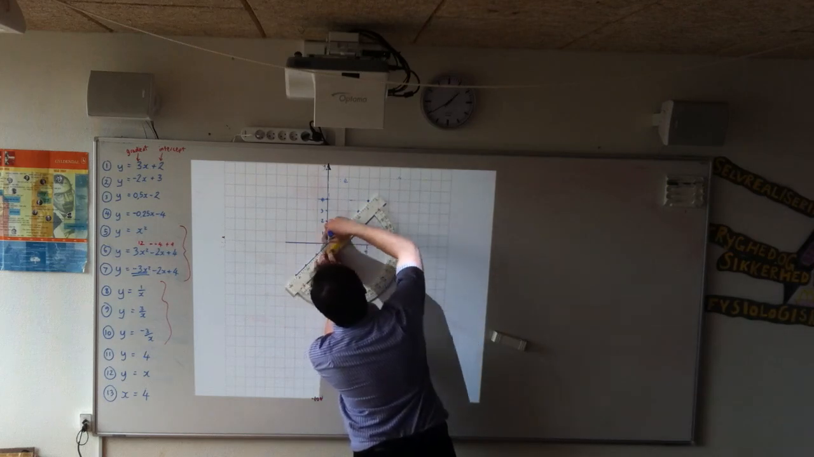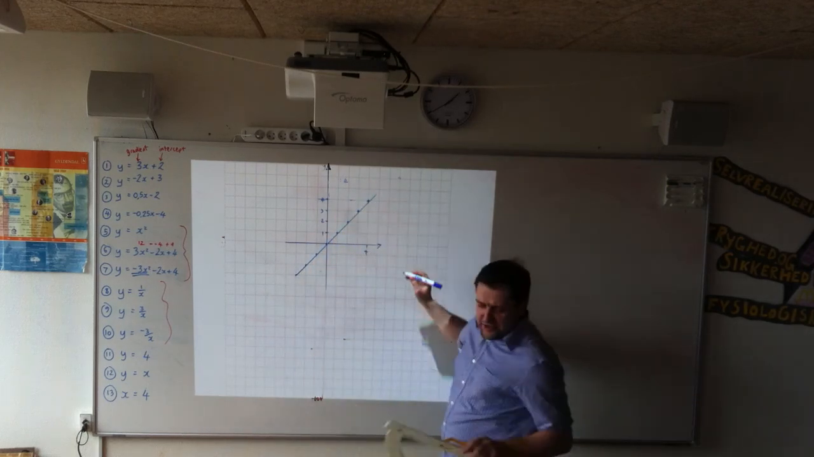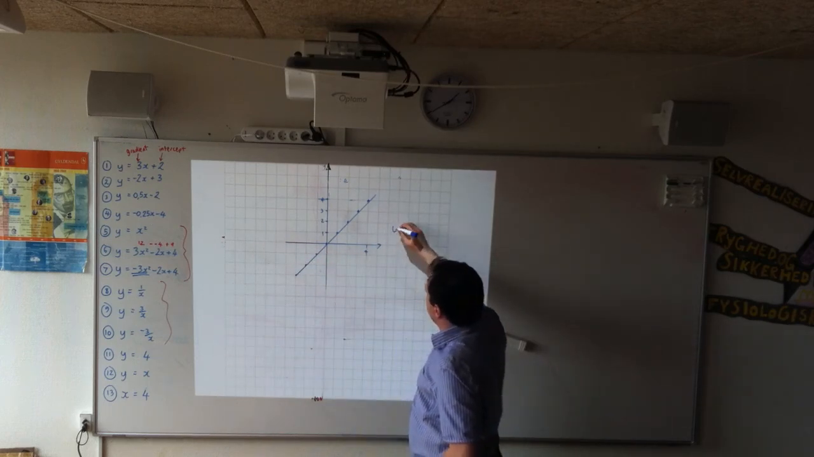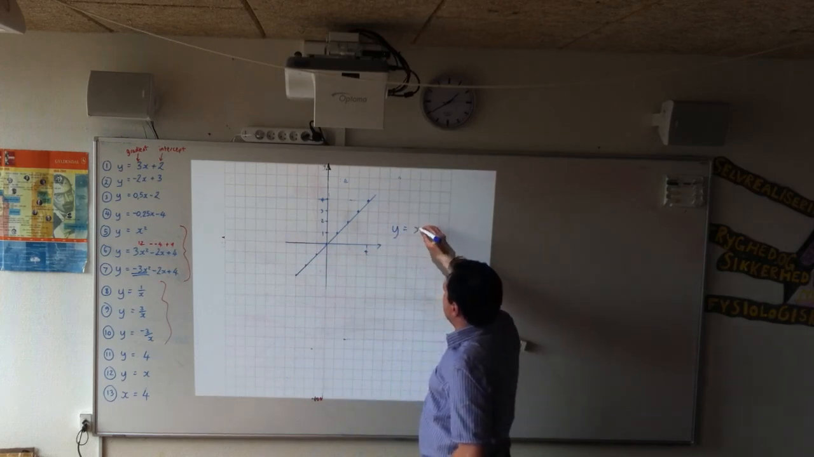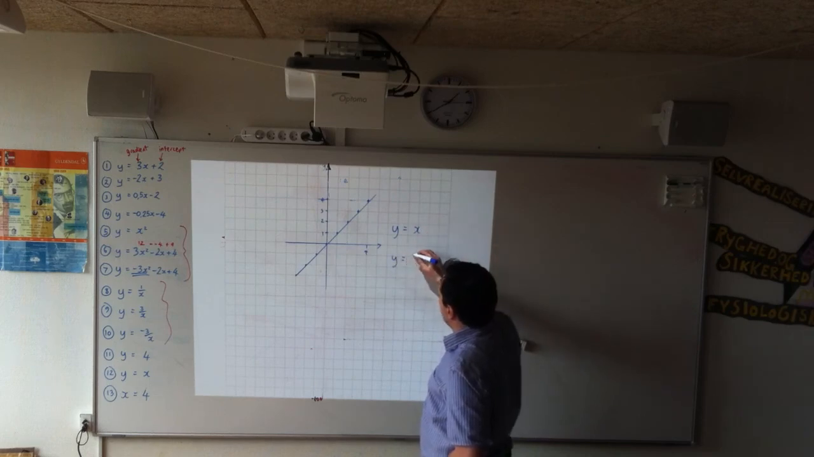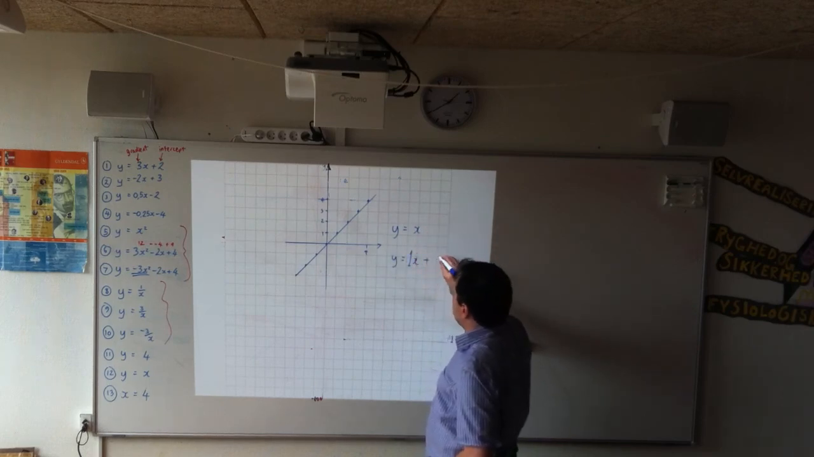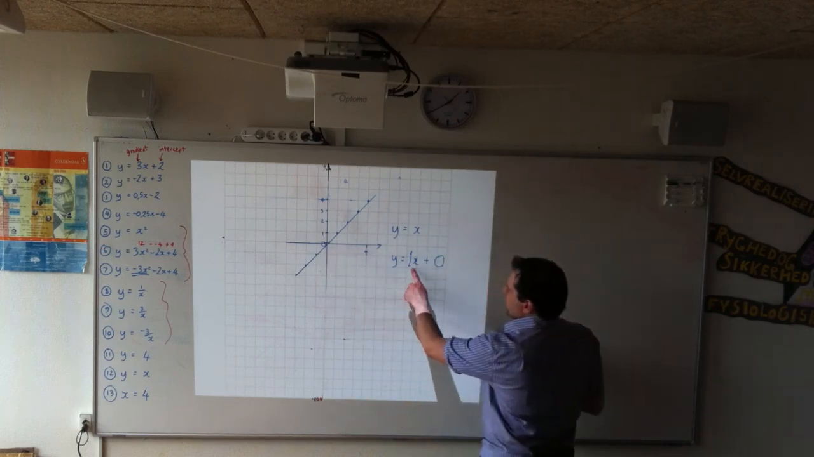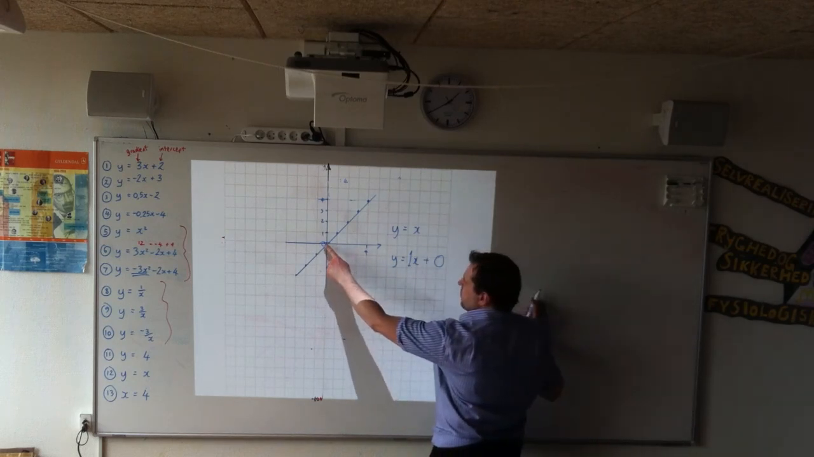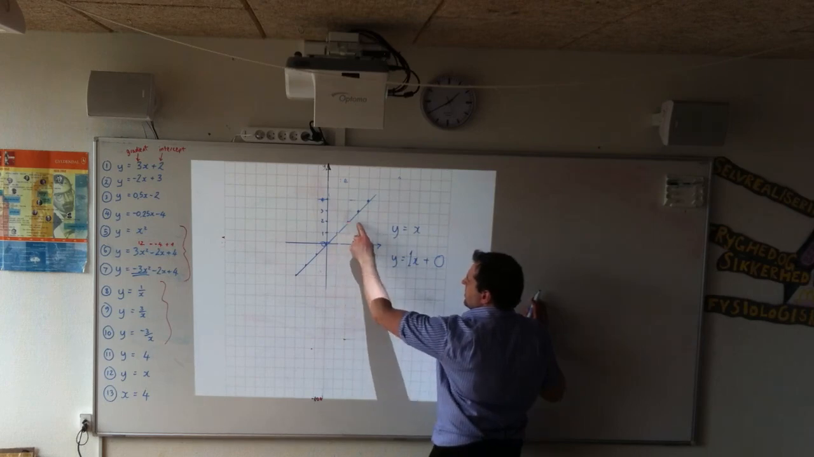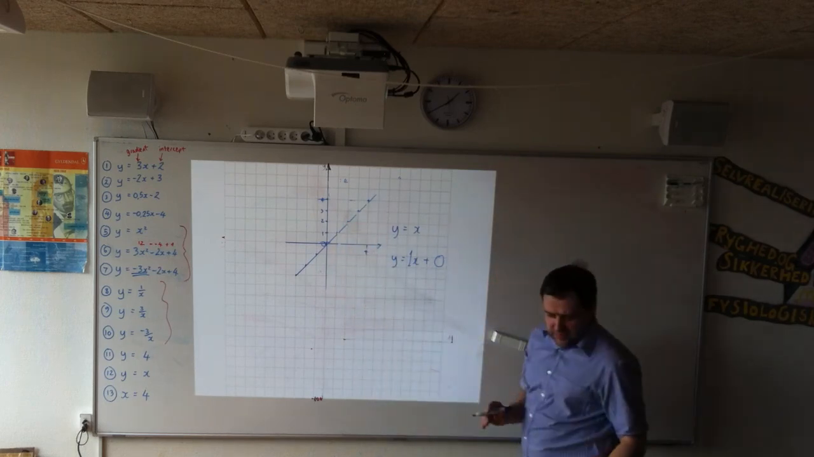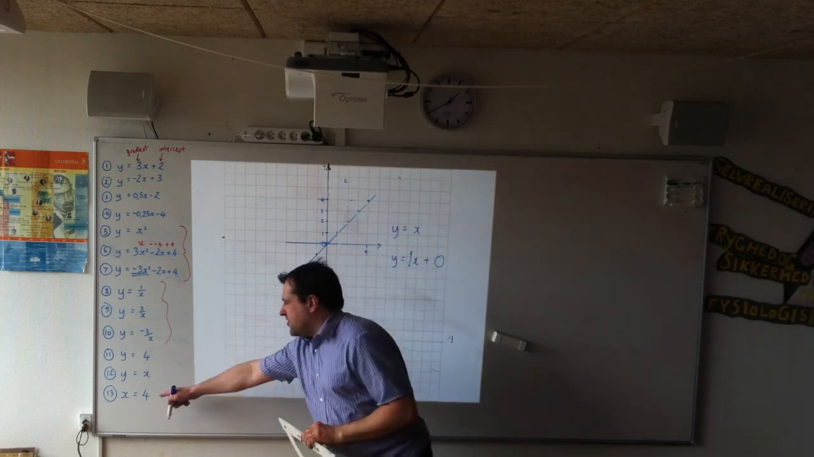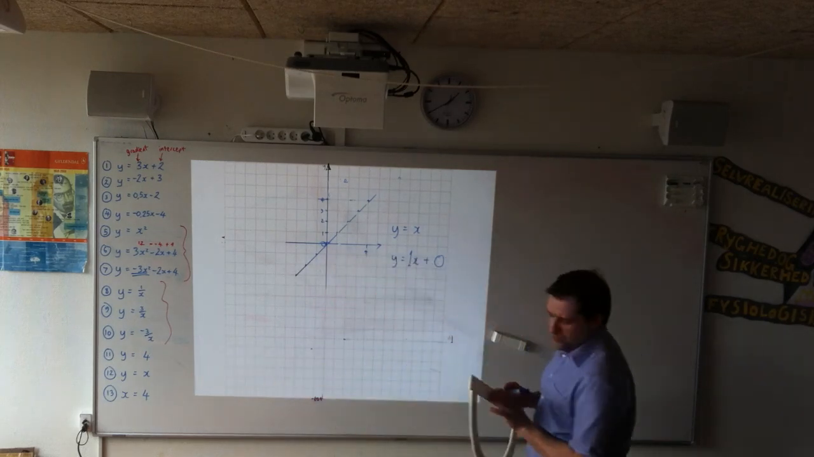And again you can think of it in terms of the first group, with the gradient and the intercept. That's like saying y equals 1x plus nothing. So it cuts at 0, and the gradient is 1, meaning that for every 1 across it goes up by 1. Okay, and the last one, x is 4. It's a bit like the one that said y equals 4.